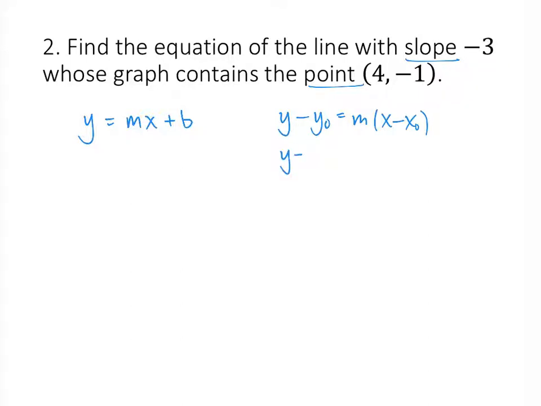So I'm going to put in my point. My y0 is the y-coordinate of the given point, -1. The slope is -3. The x value of the given point is 4. And now I just have to simplify this and solve for y. So I get y plus 1 equals -3x plus 12. Subtract 1 from both sides, -3x plus 11.